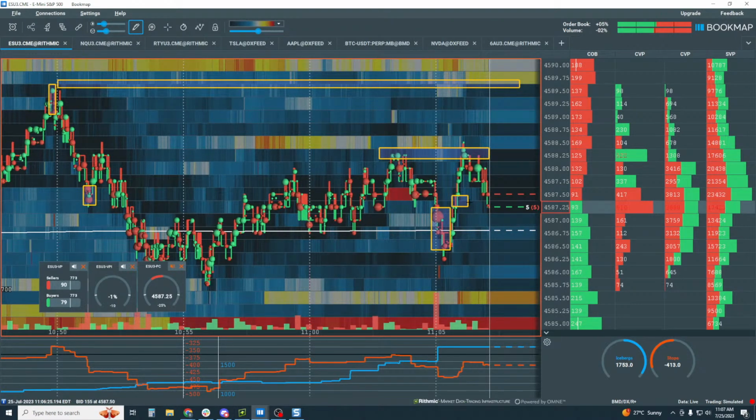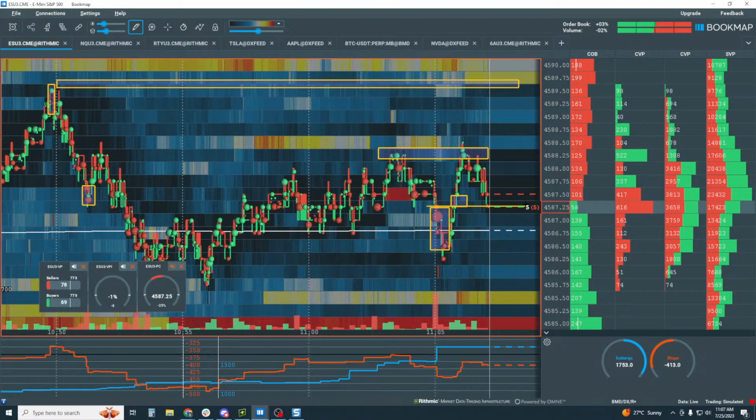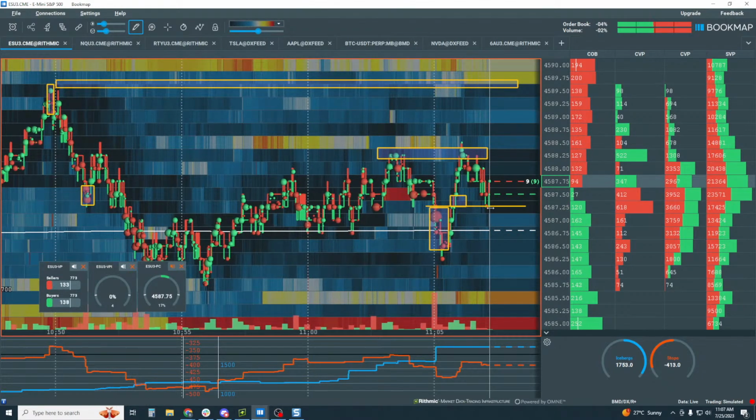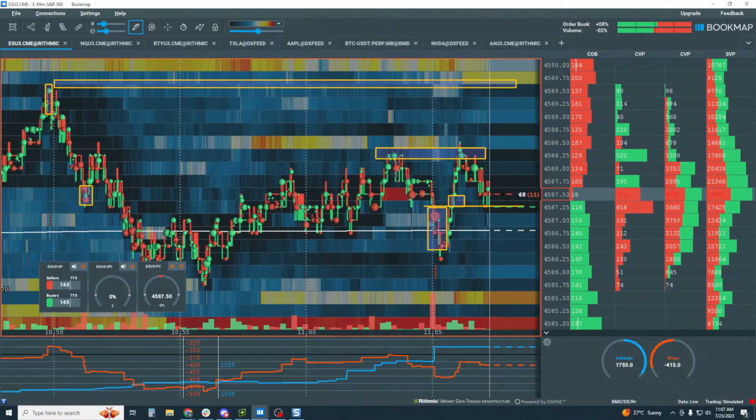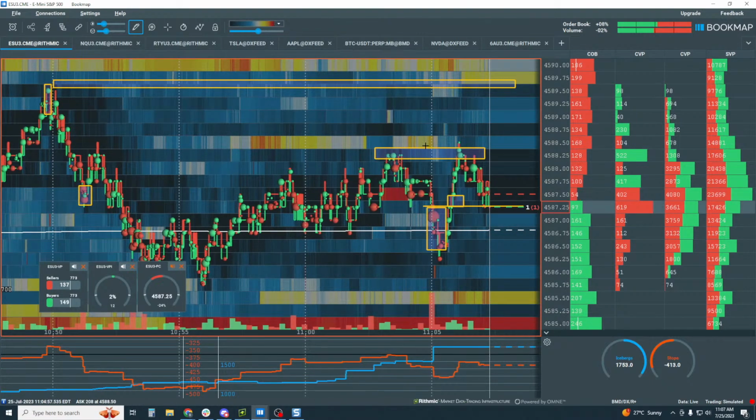Okay, and this is our pivot point here. If we get sellers back down below this, then look out. You know, it's time to bail on that idea.